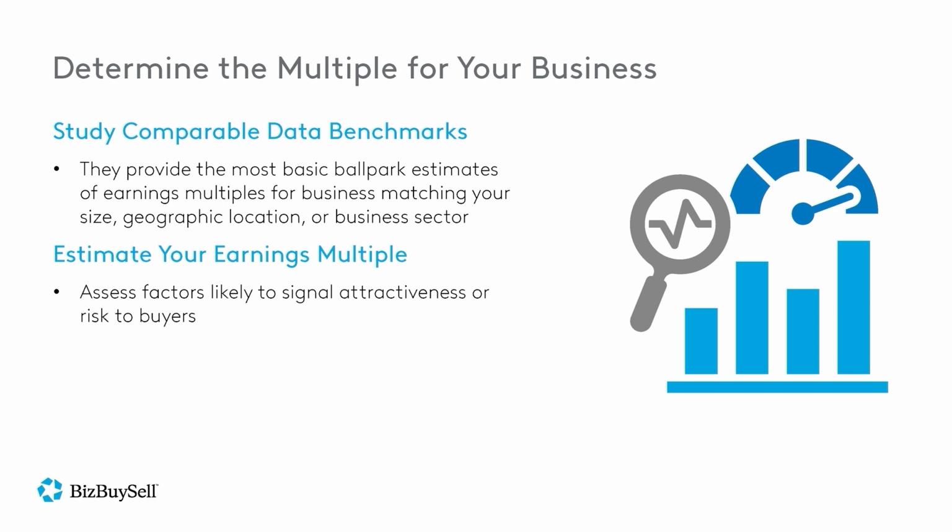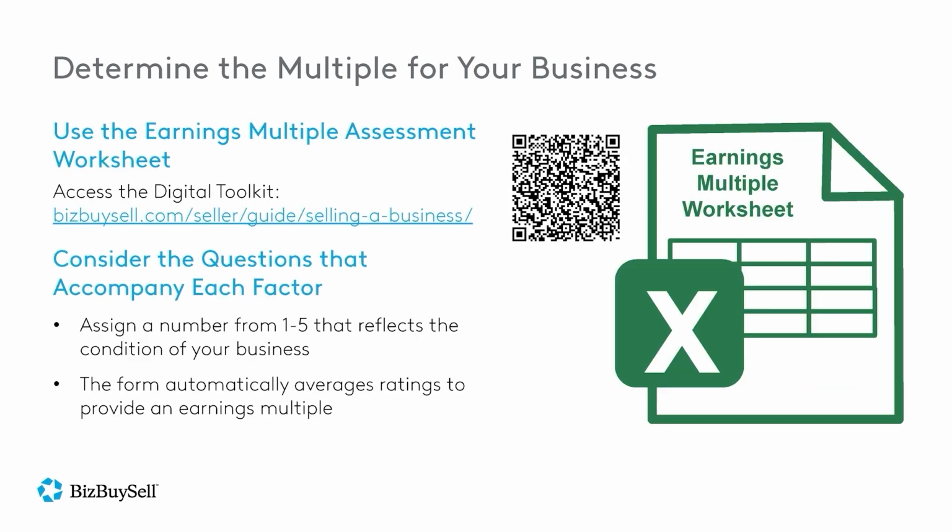sector. You can begin to estimate the earnings multiple for your business by assessing factors likely to signal attractiveness or risk to buyers. To begin, open the Earnings Multiple Assessment worksheet in the digital toolkit. Consider the questions that accompany each factor and assign a number from 1 to 5 that you feel accurately reflects the condition of your business, with 1 indicating the weakest condition and 5 the strongest condition. The form automatically averages ratings to provide an early sense of the earnings multiple that your business, in its current condition and based on your assessment, might command.